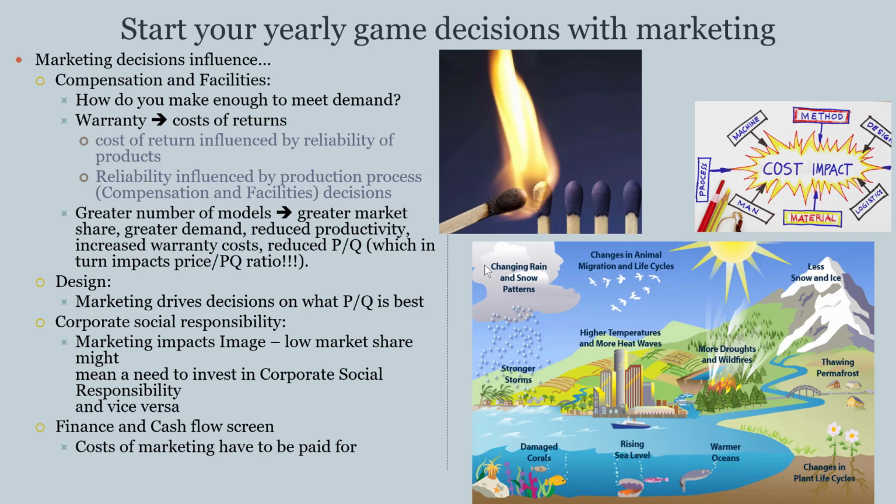The design screen is where you're going to change the number of models, but that is also where you can manage PQ, and PQ is important in terms of your main ratio there, which is price and PQ. Corporate social responsibility and marketing do impact image. So if your market share is suffering, you might want to invest in corporate social responsibility. And then obviously always you're checking to see if you can pay for everything in the finance and cash flow screen.